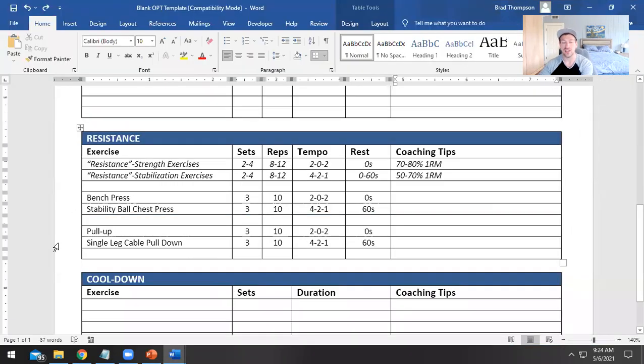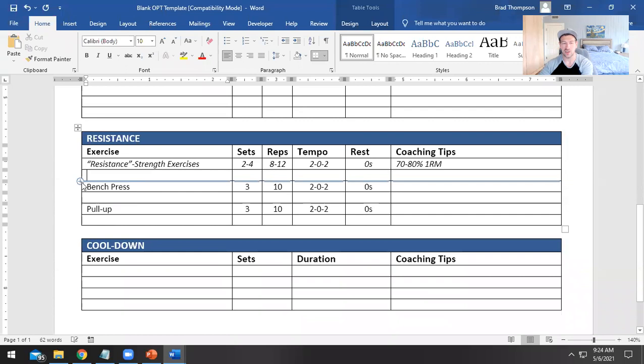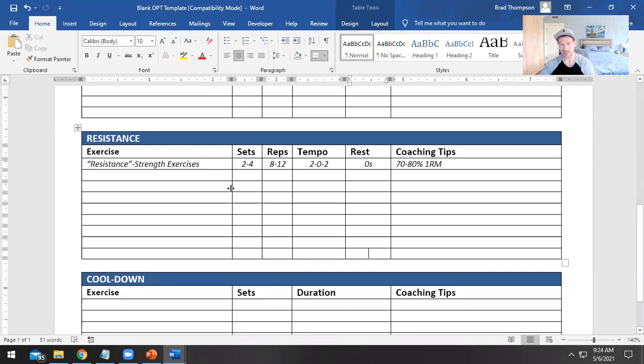So this is really easy. This is honestly the simplest program to write. You're literally just going to choose resistance strength exercises. You are going to do anywhere from 3 to 6 sets of 6 to 12 repetitions. You're going to lift at a 2-0-2 tempo. You take 0 to 60 seconds rest, and your intensity is going to be 75 to 85% of 1RM. As long as you're applying this, you're going to experience hypertrophy pretty well. 1 minute of rest, 3 to 6 sets.